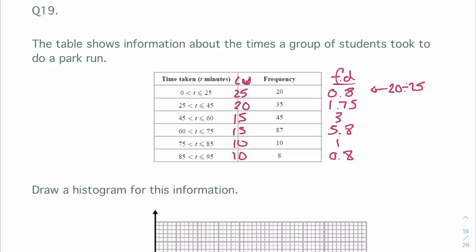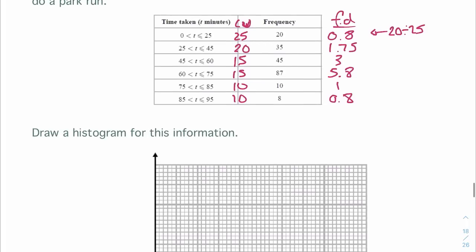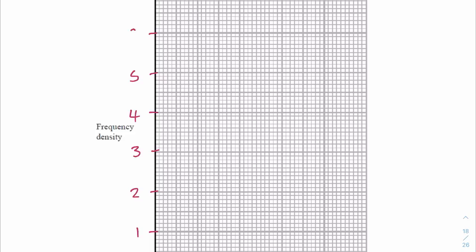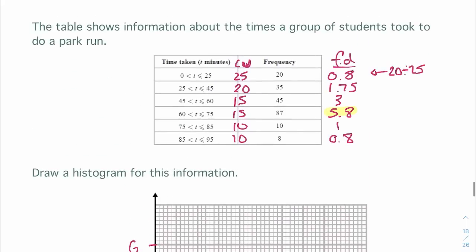So now I know that the highest frequency density is that 5.8, and that's going to determine how I draw my y-axis, the scale. So I need it to go up to 6. So if we start down here with 0, and let's have a look if we can make it fit with each of those thicker lines every 10 squares. You need to make sure you count those carefully, but that should go beyond 6. So 1, 2, 3, 4, 5, 6. So that's going to fit nicely. So now I just need to draw the bars in.